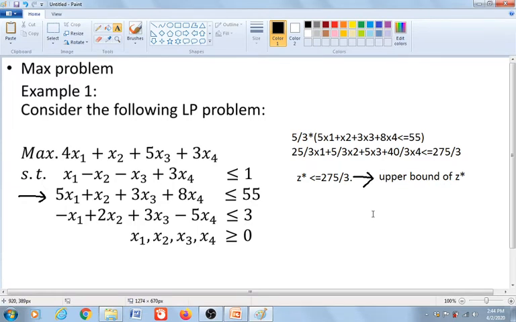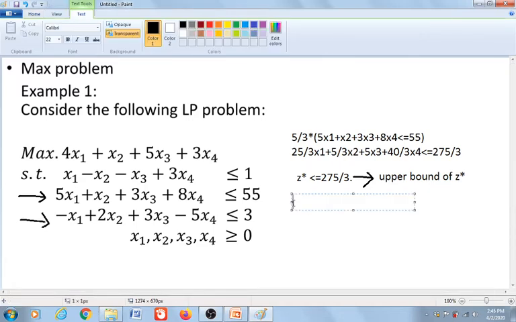Now let's do another thing. Let's add constraint number 2 and constraint number 3. So we add the two constraints: 5x1 plus minus x1, that's 4x1, plus 3x2 plus 6x3 plus 3x4, and that should be less than or equal to 58.